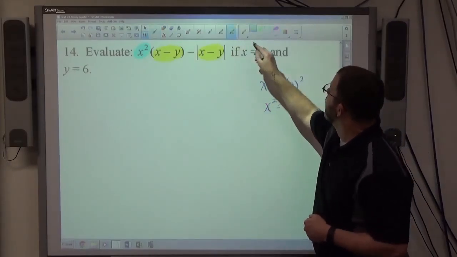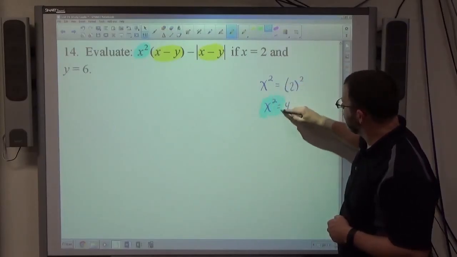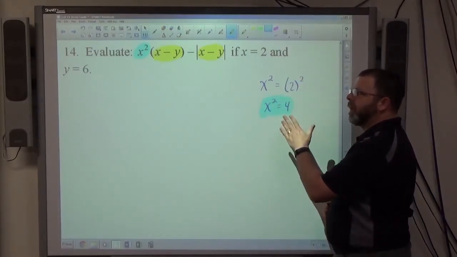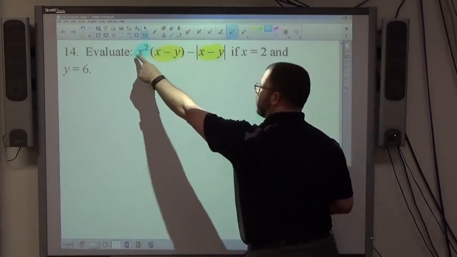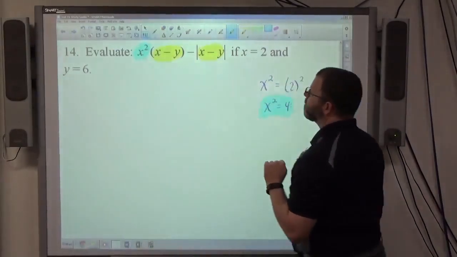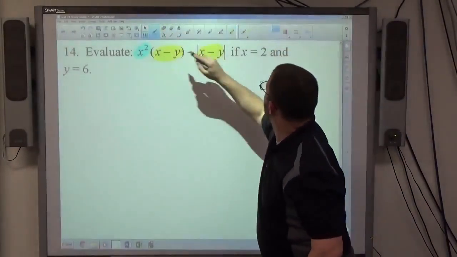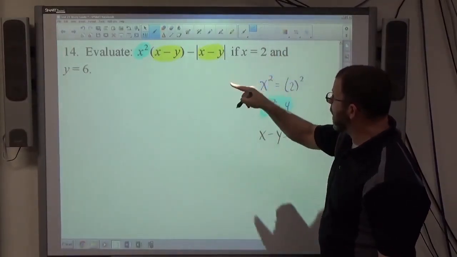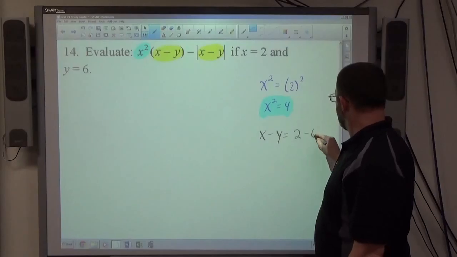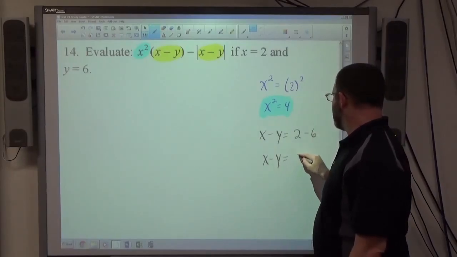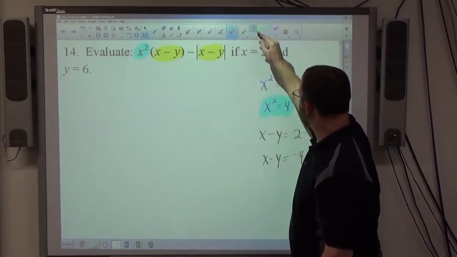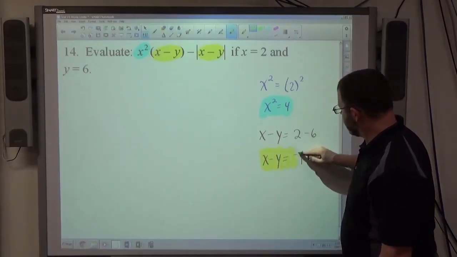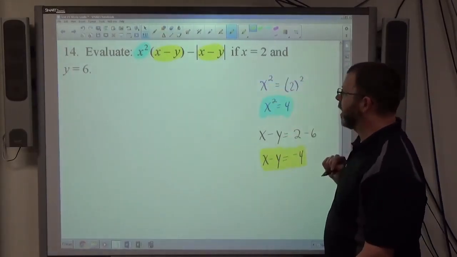X squared equals 4. This is a fact, and anytime you know something equals something, you can substitute. So I know x squared equals 4, I can put a 4 right there. I also know if I do x minus y, that means 2 minus 6. So x minus y's value is negative 4, so I know for a fact what x minus y equals. So anywhere I see x minus y, I can put negative 4.